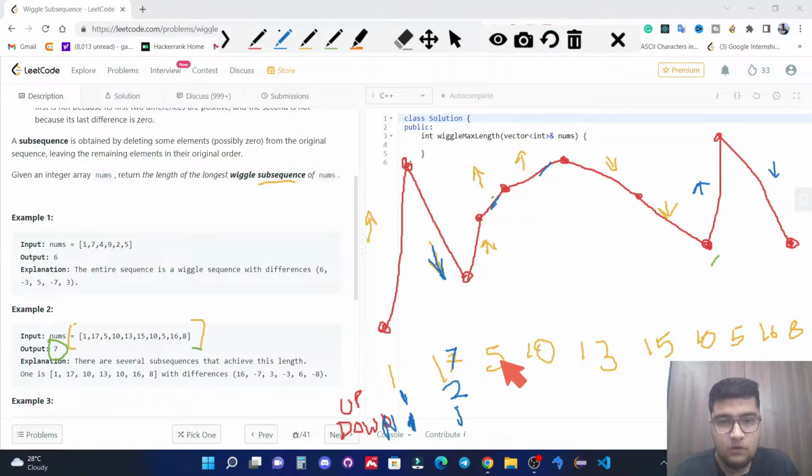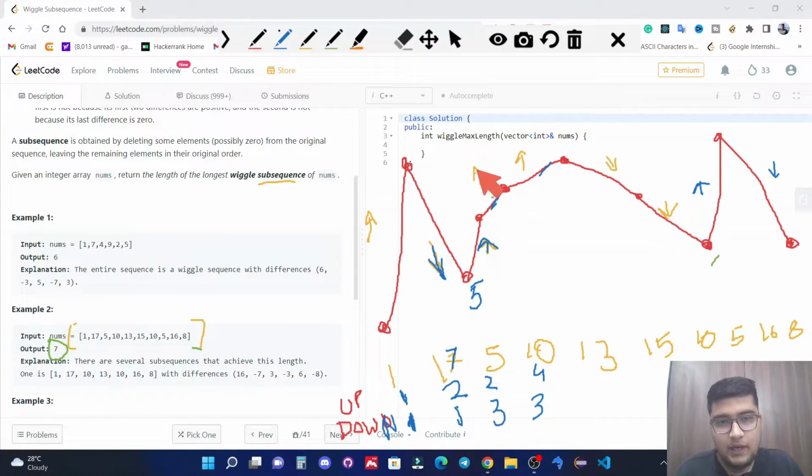Okay, so this fifth one is down, so we will update this with up plus 1. So this 2 plus 1 is equal to 3, and this will remain same. Okay, now we have up. Whenever we get up, we consider that the previous one must be down. So whenever we get up, we will just update up with down plus 1. So this up will update to 3 plus 1, that is equal to 4, and this down will remain same.